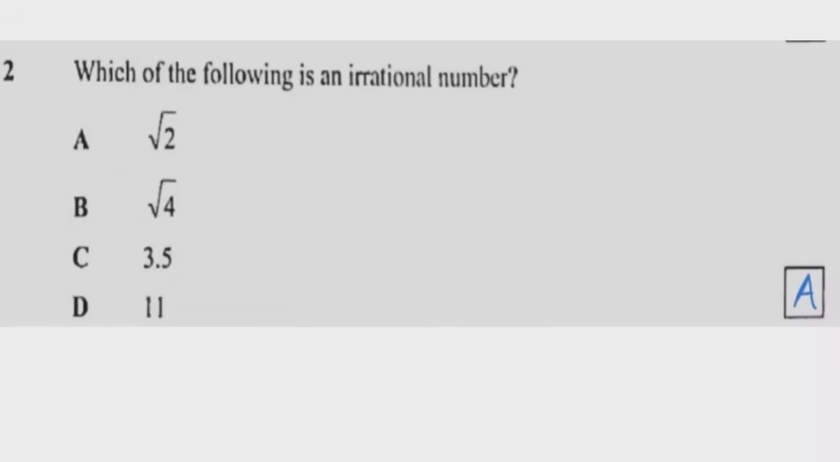The square root of 4 is 2, which is a whole number, and it can easily be expressed as a fraction. So that's how you give your answer. The correct answer is A, and I've put it like that.